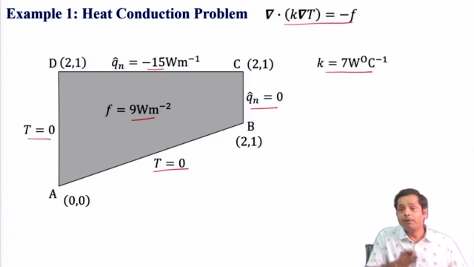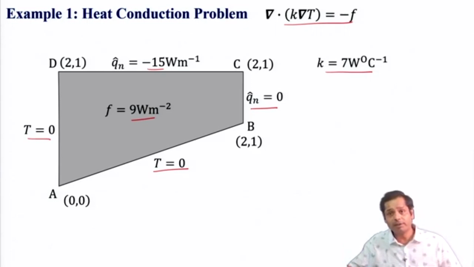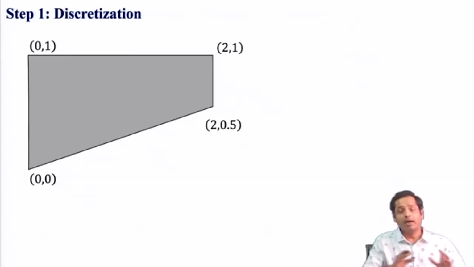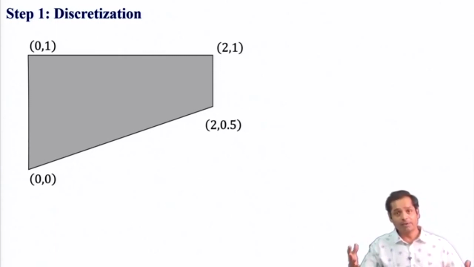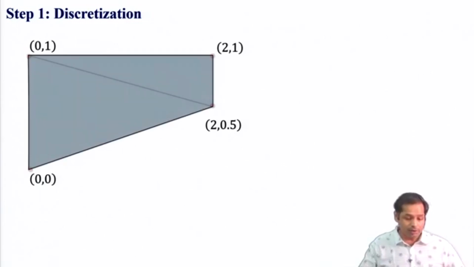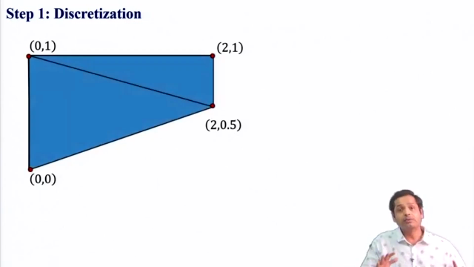So we will follow all these steps in the finite element method. The first step, if you recall, is the discretization. We have the domain. This domain needs to be represented by a collection of elements. Let's do that. So let us take 2 triangular elements.